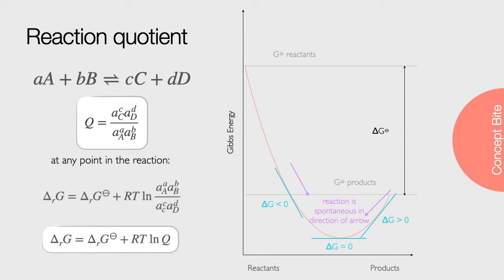This means that we can also calculate the driving force at any point in the reaction by knowing the reaction quotient and the Gibbs free energy of reaction for pure reactants and pure products. When we are at equilibrium, RT log Q reduces to RT log K and the driving force of the reaction is 0.